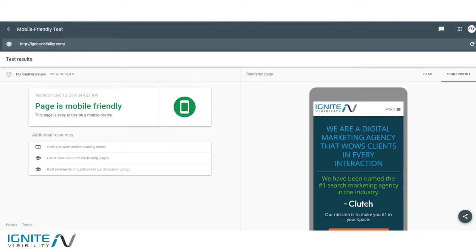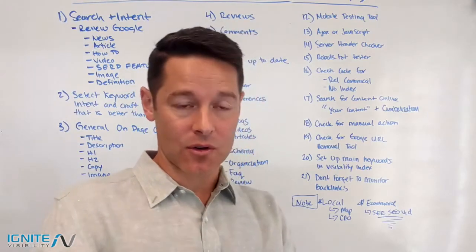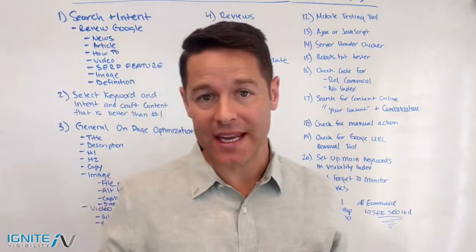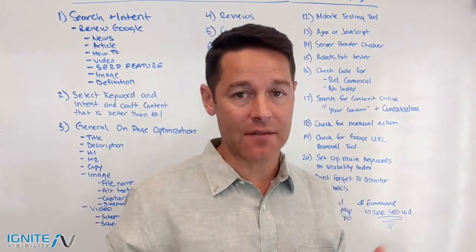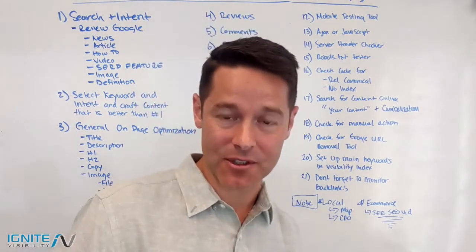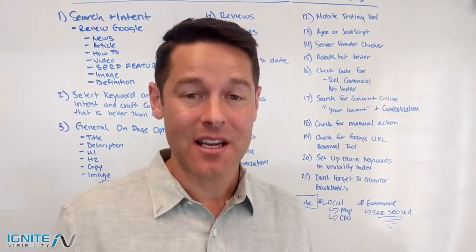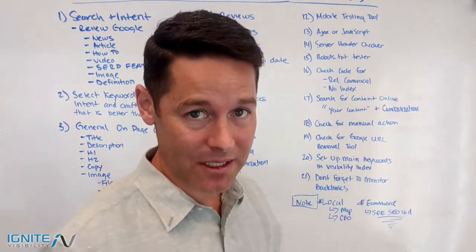And then number 13, you're gonna want to do a fetch as Googlebot in Google Search Console and make sure that the page validates and make sure that everything can be picked up, especially if you're heavy in Ajax or JavaScript. In a lot of cases, Ajax and JavaScript websites are really tough for Google to crawl. They can't find all the content, so you want to make sure that all of that can be indexable.